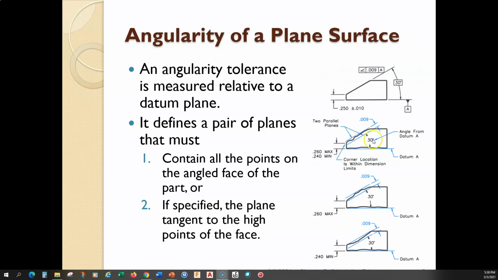It's oriented at 30 degrees relative to datum A, and all the points on that inclined surface must lie within that plane. Okay? So you can see another interpretation drawing here, and the third interpretation drawing down here. All of these are good, valid surfaces. That is to say, none of these surfaces extend beyond the tolerance zone, the 9/1000 of an inch tolerance zone.